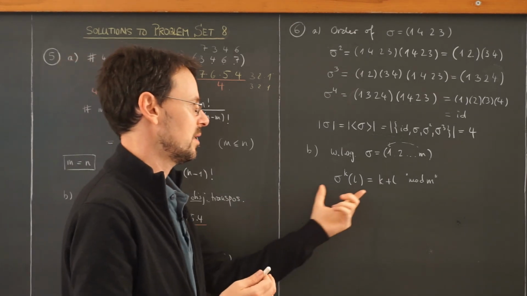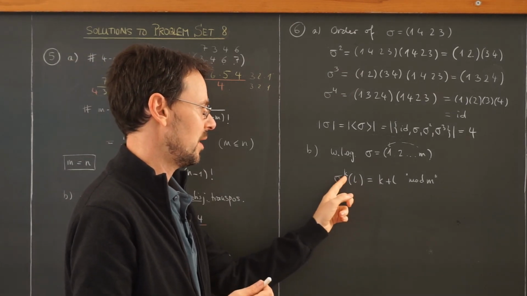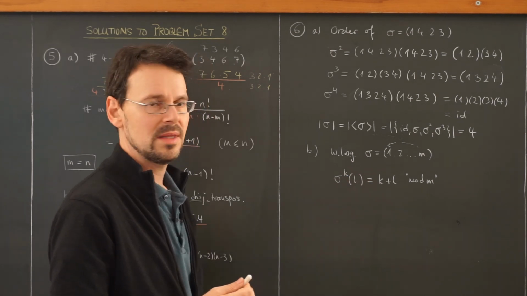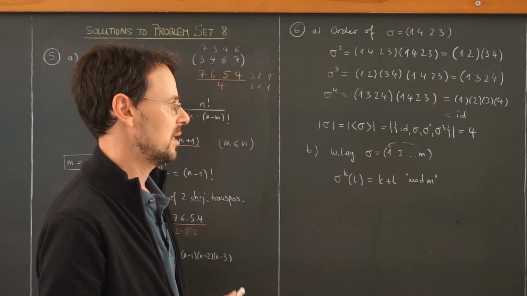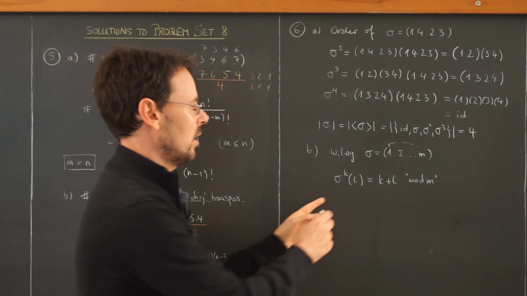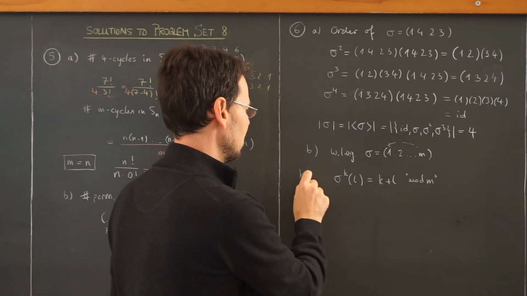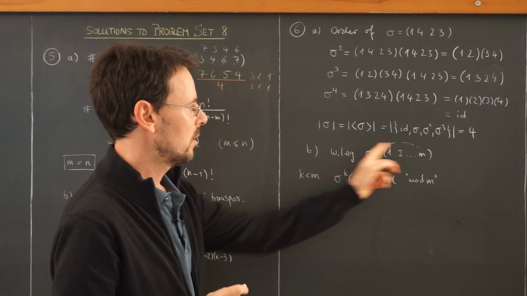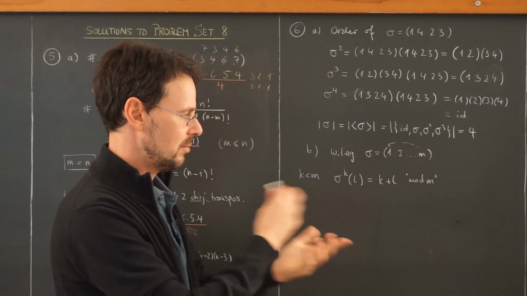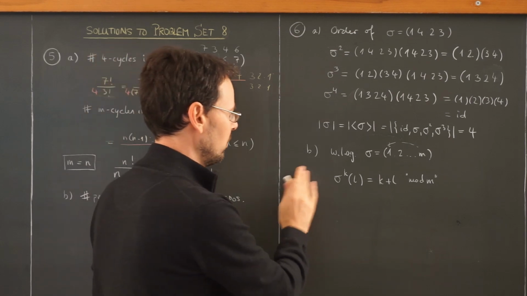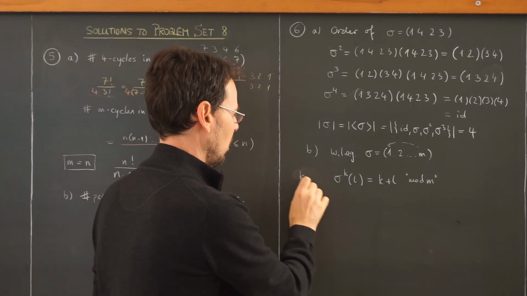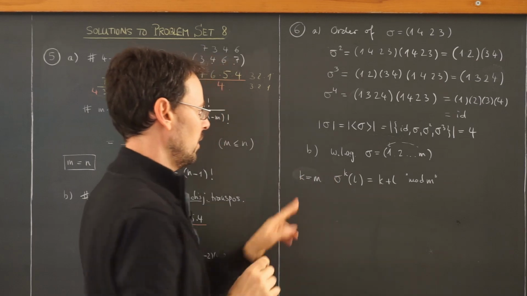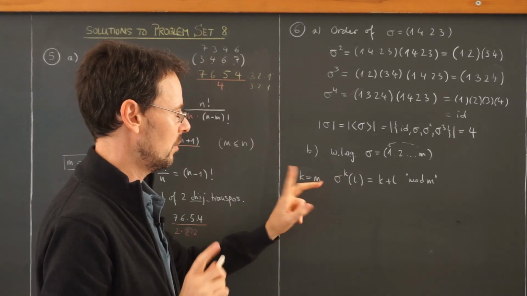And now we have to ask ourselves, when is the first time that this here gives me the identity, so the number doesn't get moved at all? Clearly, if k is less than m, something happens all the time, every number gets moved. But for the first time, in the case k equals m, what do I get?